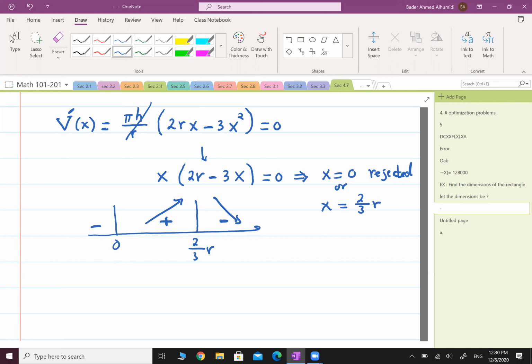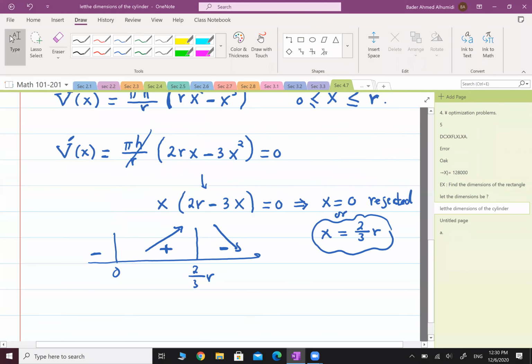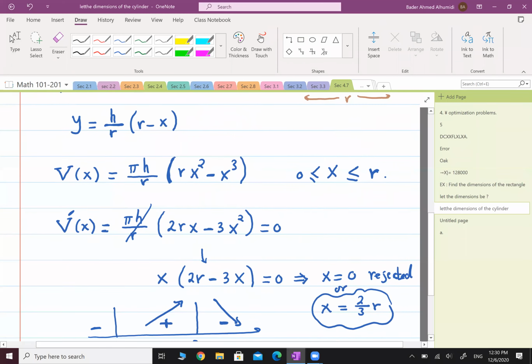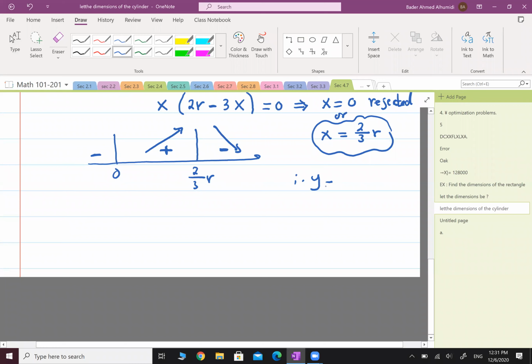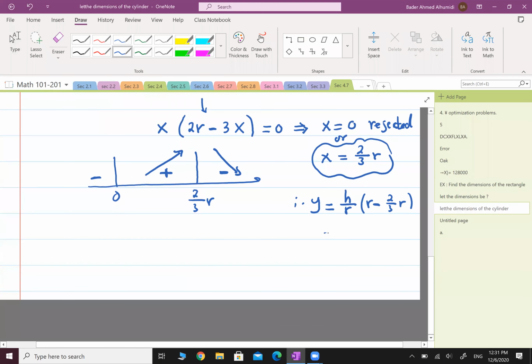Is it positive or negative? If it is negative, then it will give you a maximum. So similar argument, you can use the second derivative test. So yes, it will give me a maximum. Then x equal to 2/3 r. This is one dimension. We are looking for the other dimension now. We have y equal to h over r times r minus x. This implies y is equal to h over r times r minus 2/3 r, which is r minus 2/3 r, meaning 1/3 r. When you divide by r you have 1/3, so that will be 1/3 times the height. So the radius will be 2/3 times the original radius of the cone, and the height will be 1/3 of the height of the cone.